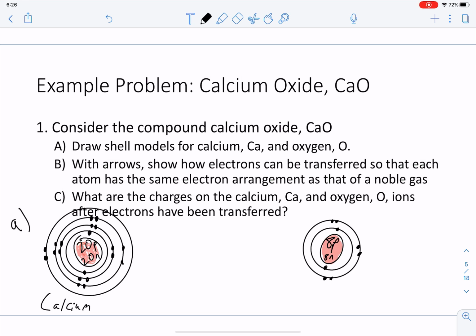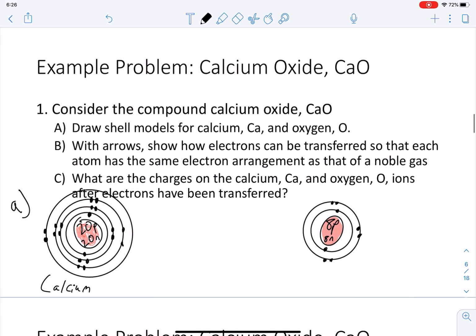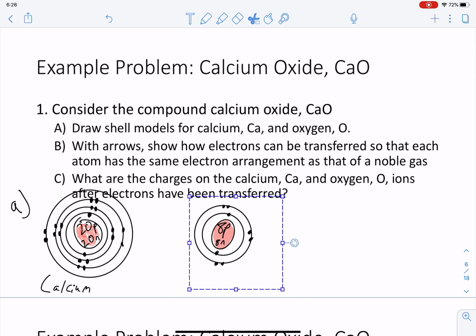So that was A. For B, it says, with arrows, show how electrons can be transferred so that each atom has the same electron arrangement as that of a noble gas. So I'm going to actually highlight, move this closer.